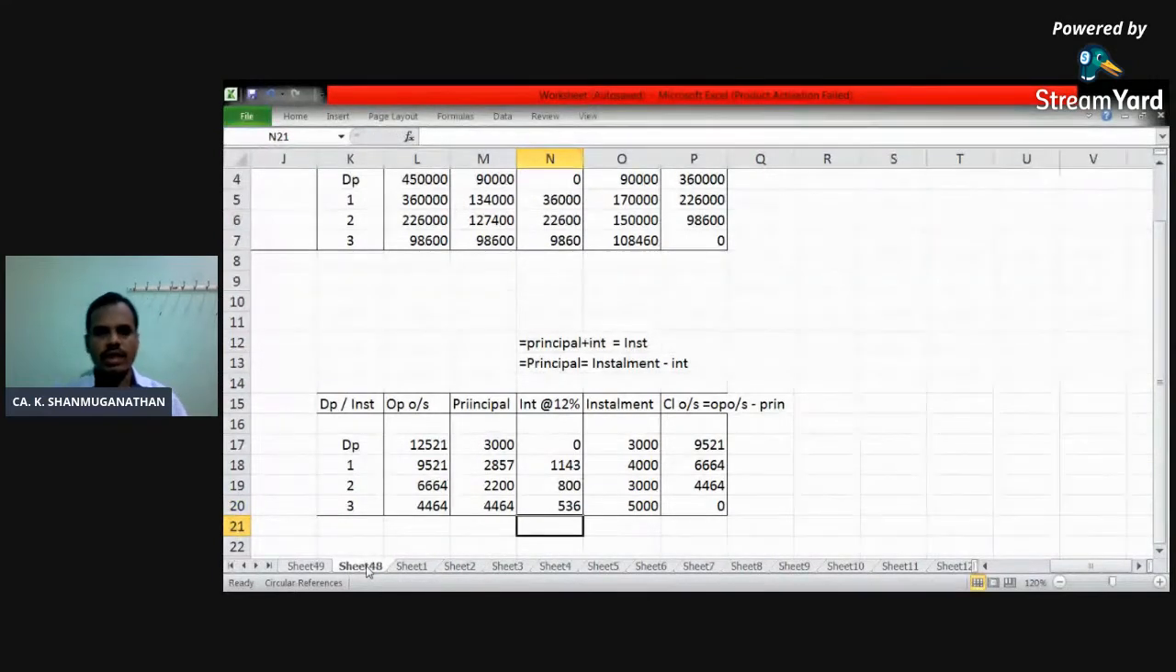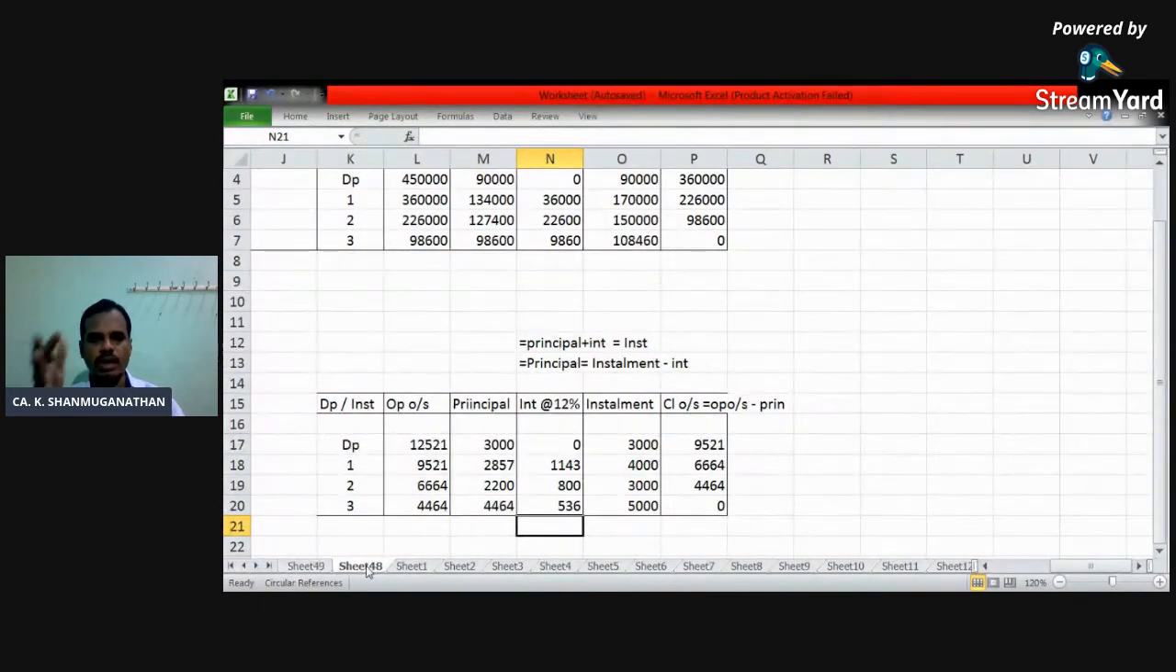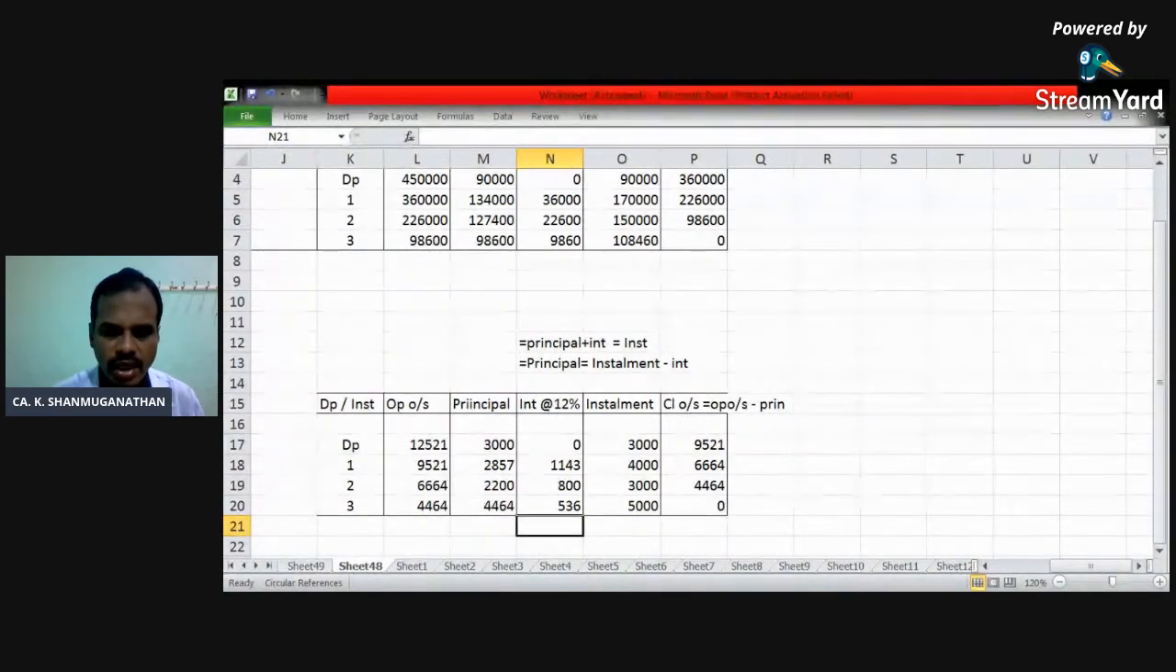So look at the table, it tallies. Always you know all this: opening installment, opening outstanding, minus principal portion, reduce. You get closing outstanding. These type of points you already know. We are only repeating the same thing again and again.